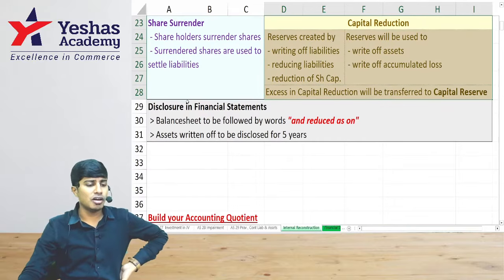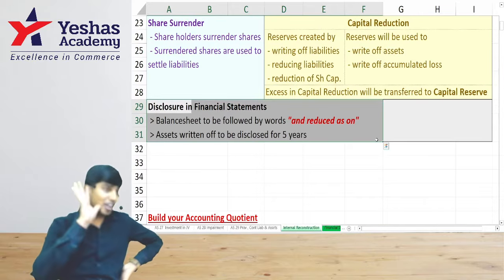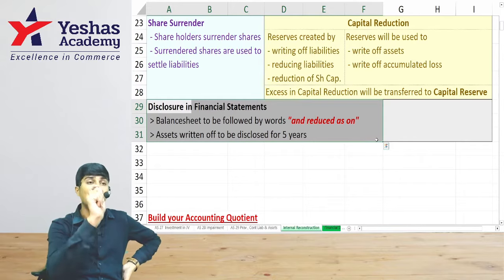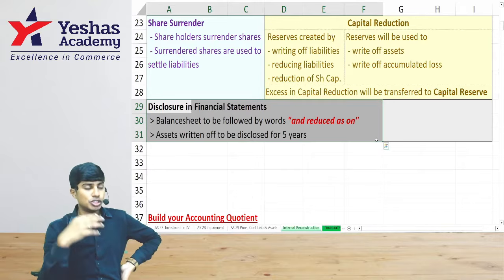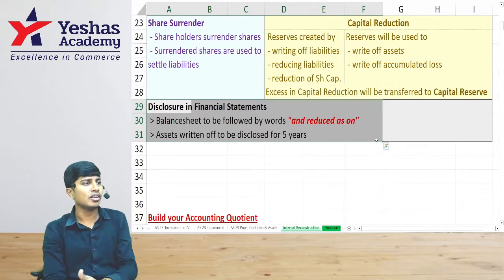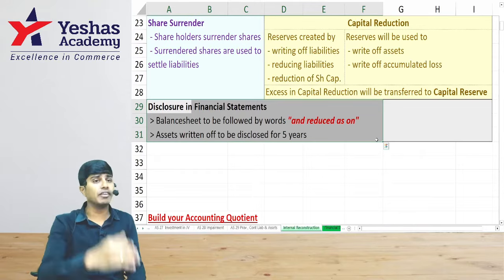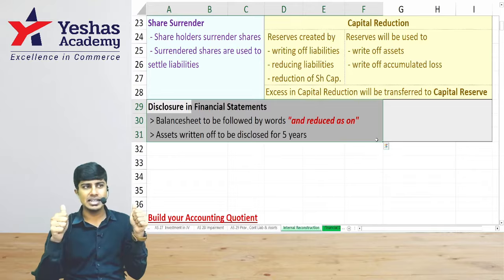And once you do all of this and then prepare the balance sheet, for the next 5 years, whenever you prepare the balance sheet, in the name you should write unreduced as on followed by the year date, just to make the user understand that this company has gone through the process of reconstruction. However, the court can tell you that you don't have to write it. But whenever you seek the permission of the court, it usually asks you to include these statements. Understood? That's internal reconstruction.